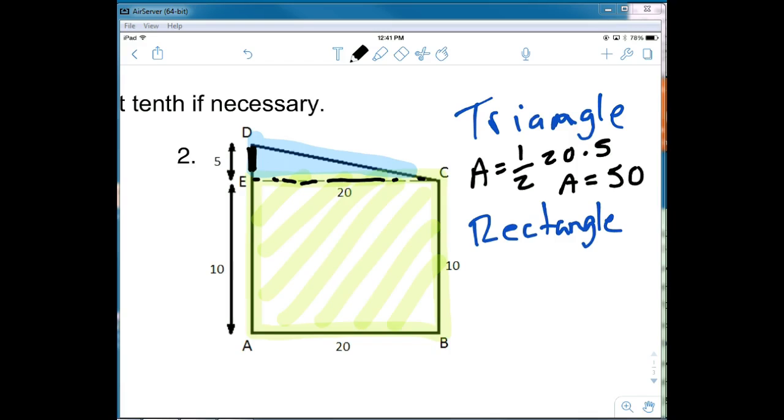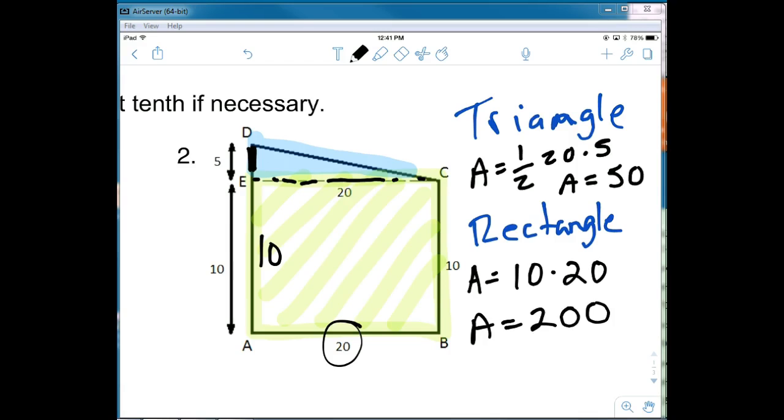The area of the rectangle should be even more straightforward. You've got one side length of 10 over here, and another side length of 20. 10 times 20, the area of that rectangle is 200.